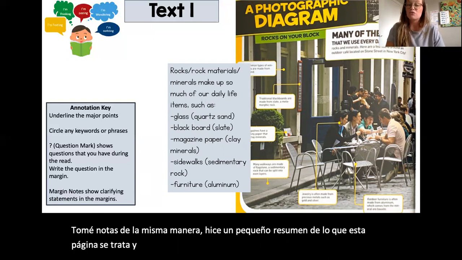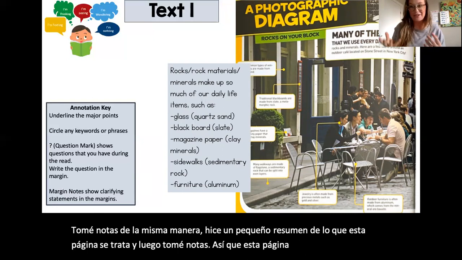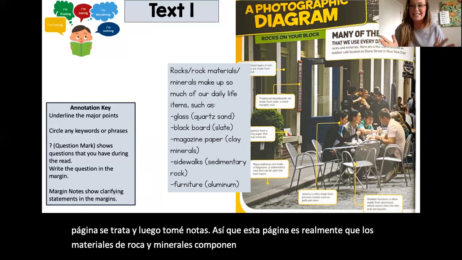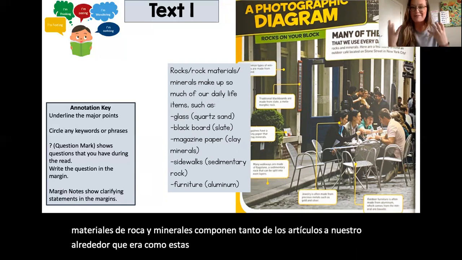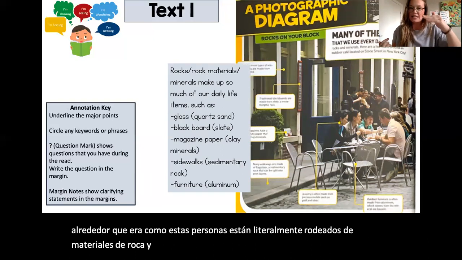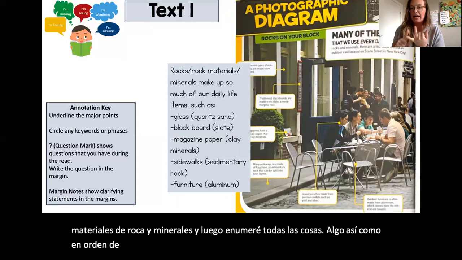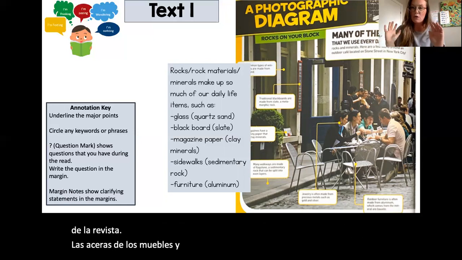So this page was really that rock materials and minerals make up so much of the items all around us. I was like, these people are literally surrounded by rock materials and minerals. And then I listed all of the things kind of in order of which these little bubbles went, such as the glass, the blackboards, the magazine paper, the sidewalks, the furniture, and then I put in the parentheses what the material names actually were.